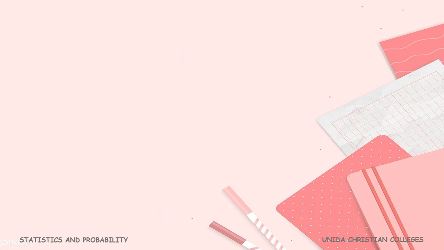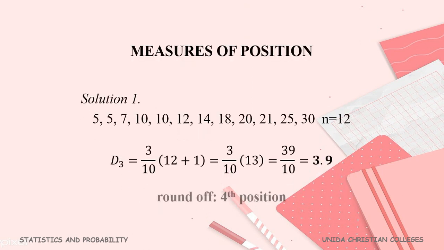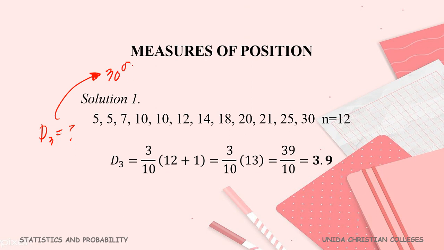So, let's have our solution number 1. We are solving for the third decile. Ilang percent po ito ng data nyo? Si third decile, ilang percent? This is the 30% of your data. So, ang magiging formula po ngayon kay decile is d sub k is equal to k over, saan siya nakadivide? Sa 10 na po. Okay? 10 times n plus 1. So, since you are solving for the third decile, si k po will be 3. And then, nakadivide na siya sa 10. And then, since your n is 12, we have here 12 plus 1.